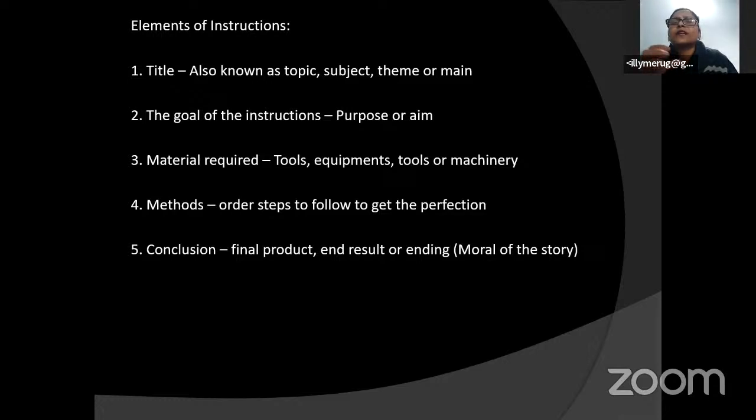Okay. So the steps or instructions which we follow to make the program a success are called methods. Next is conclusion. What is conclusion here? Making the birthday program a success or successful program. Okay.